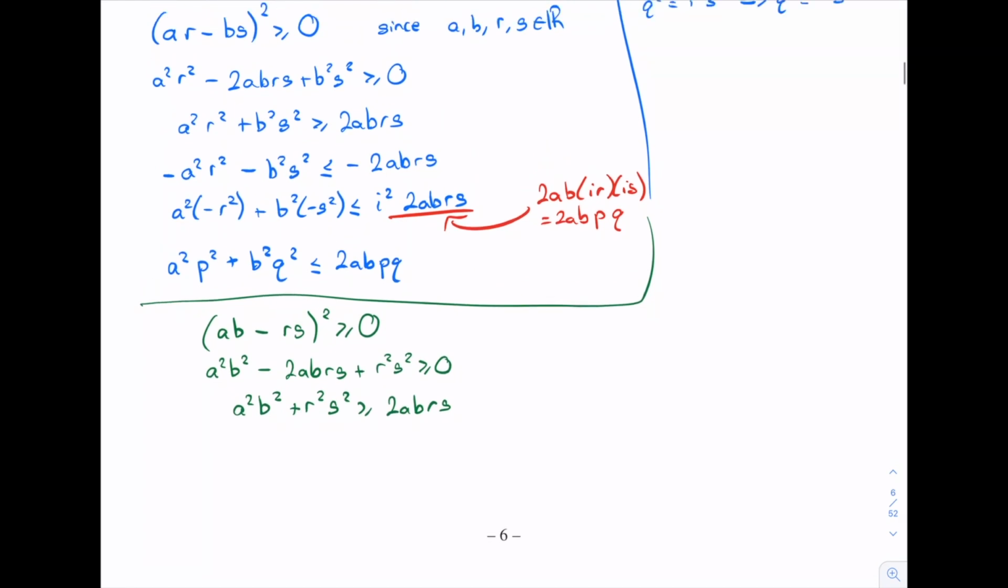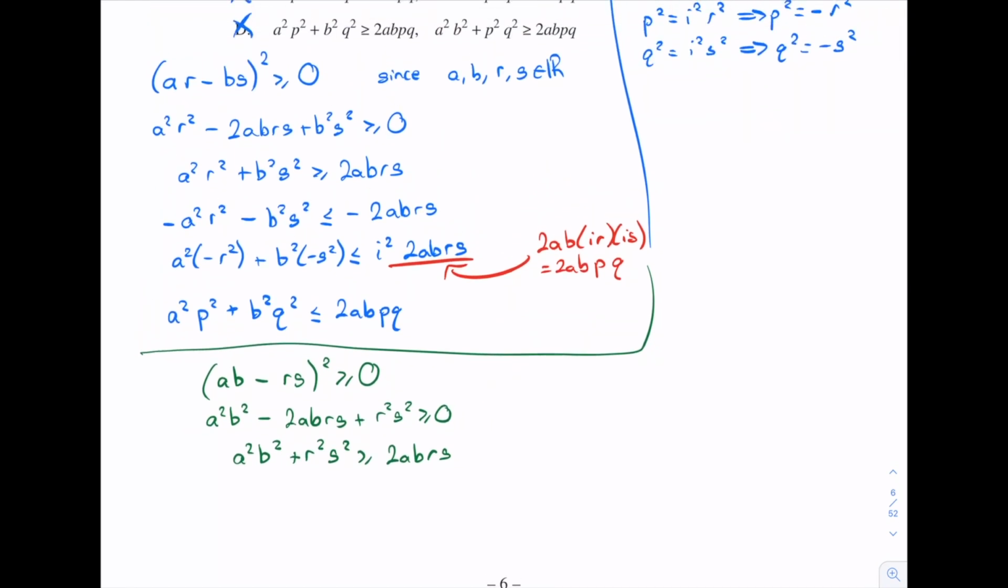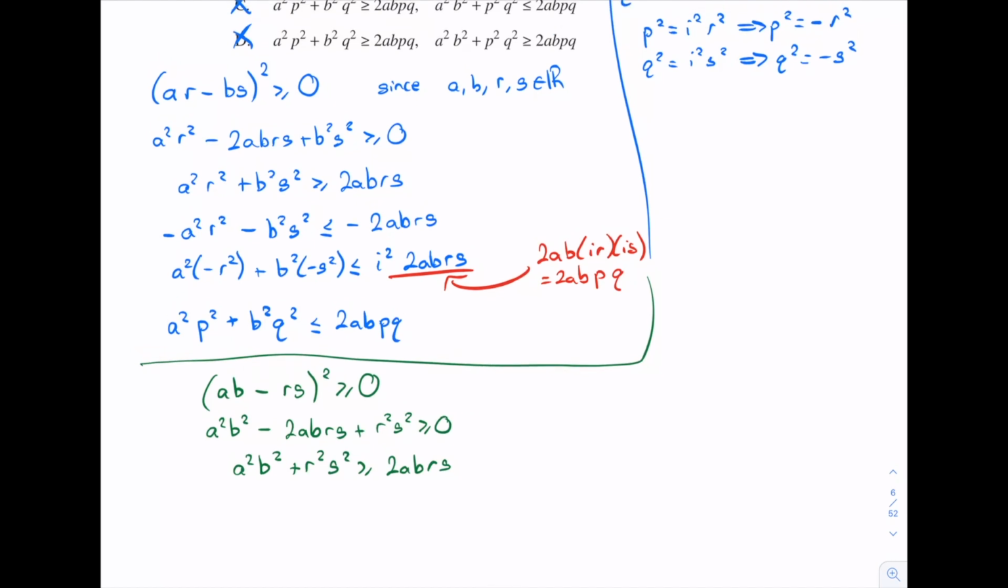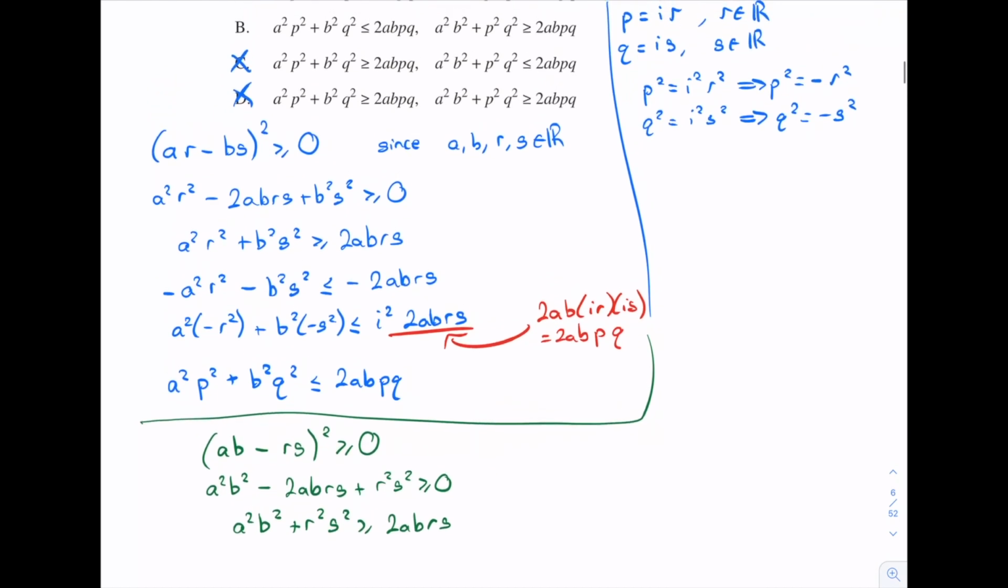Now this bit looks fine actually, because we can substitute in r squared equals negative p squared here, and s squared equals negative q squared, and then we have a negative negative, which gives us a positive. But the problem looks like it's coming from here, because when I substitute in r and s, let's just combine them. r times s would be p on i times q on i, which is an i squared in the denominator, so negative 1 in the denominator, which is negative pq.